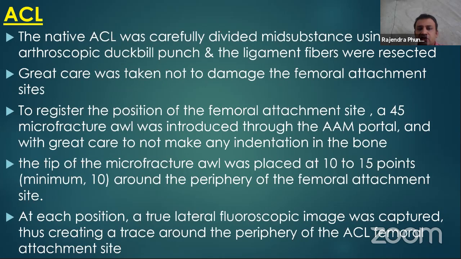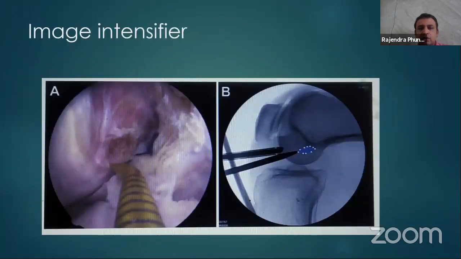To register the position of the femoral attachment site, a 45-degree microfracture awl was introduced through the accessory anteromedial portal, with great care not to make any indentation in the bone. The tip of the microfracture awl was placed at 10 to 15 points along the periphery of the femoral attachment site, and at each position a true lateral fluoroscopic image was captured, thus creating a trace around the periphery of the ACL femoral attachment site. So this is the picture. So 10 to 15 points were taken on the femoral attachment site with a microfracture awl.